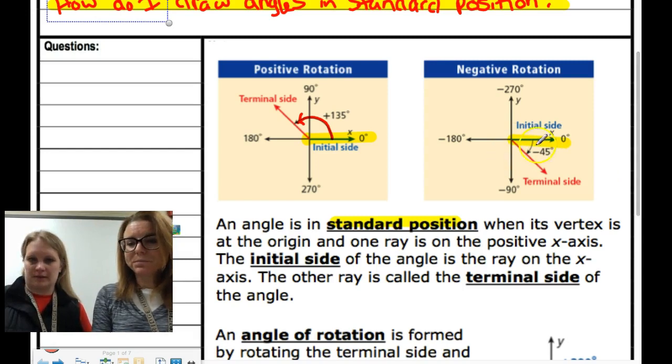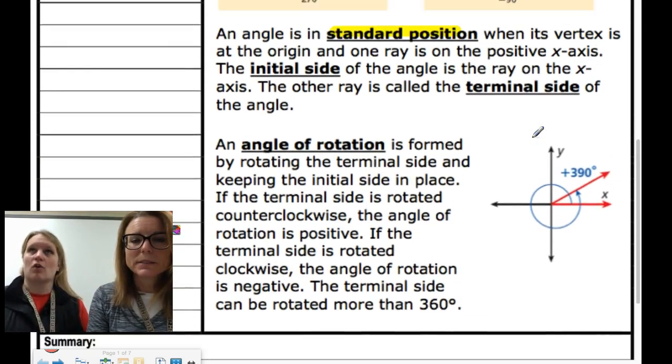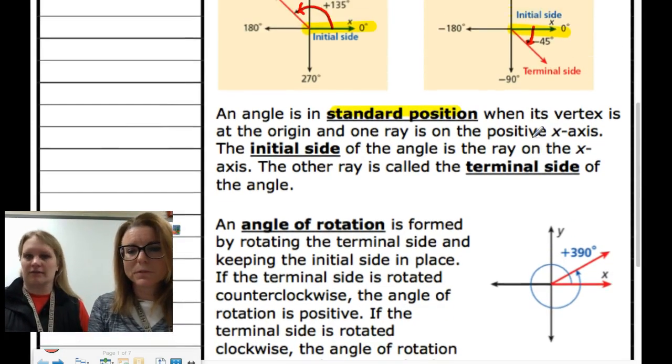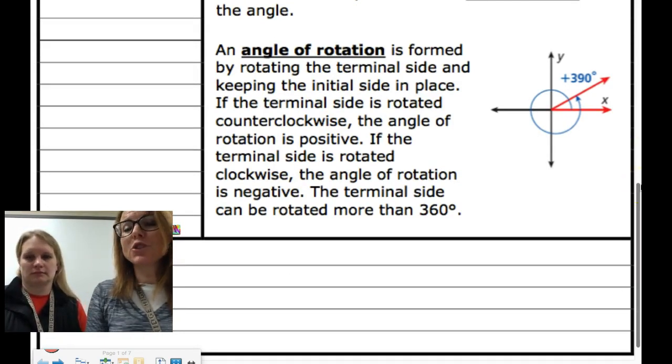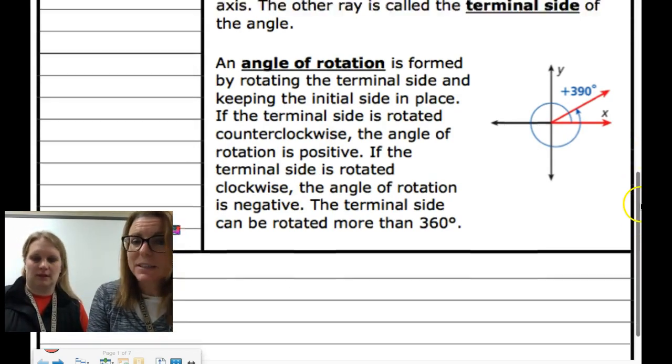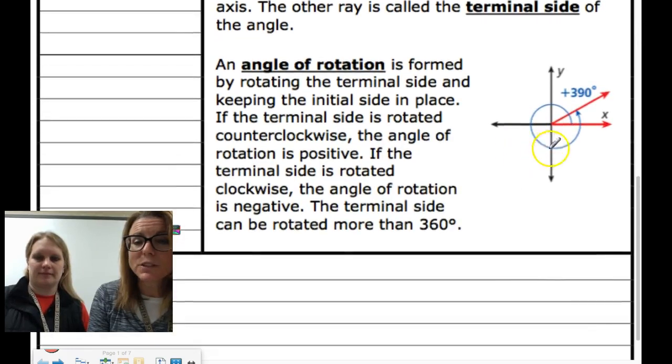So we're going down. That makes sense. Positive, you're going to go up first. Negative, you're going to go down first. An angle of rotation is formed by rotating the terminal side and keeping the initial side in place. The initial side is going to stay. The terminal side is the one that's going to move.